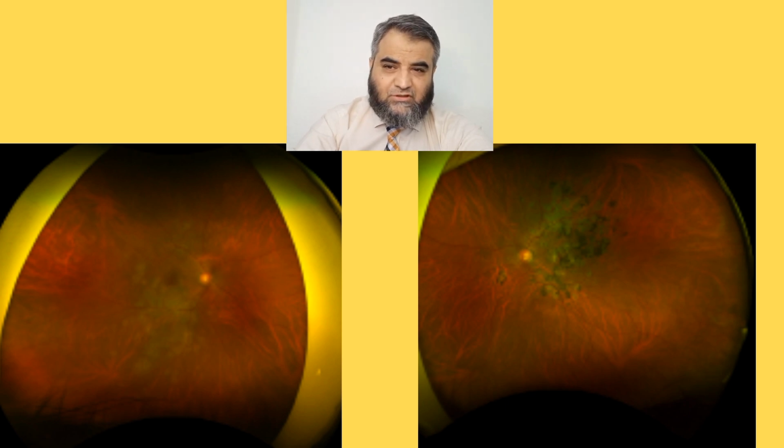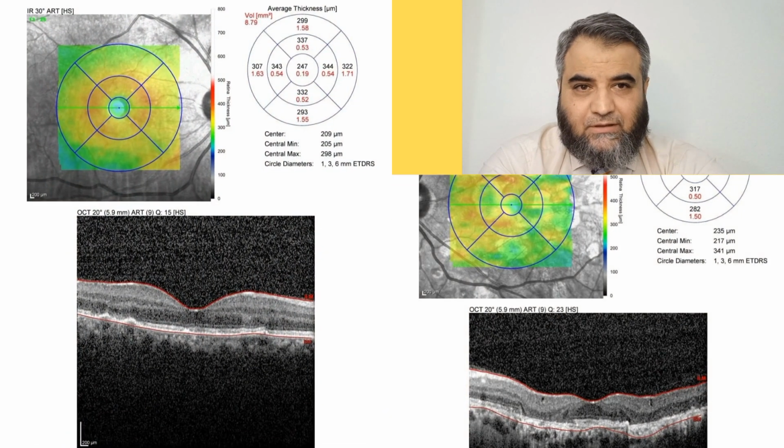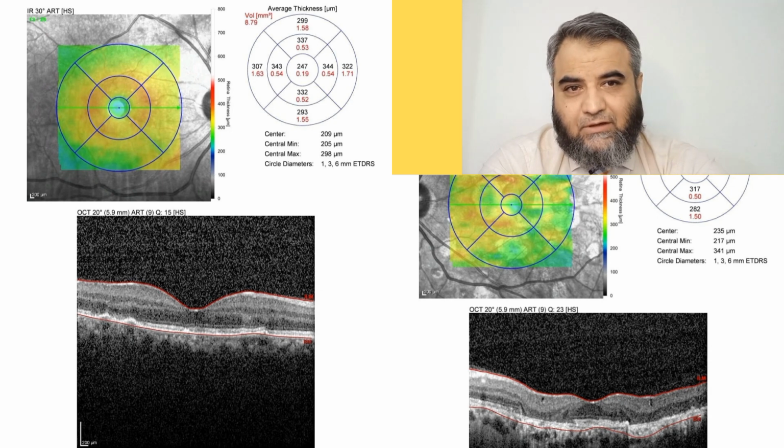Otherwise, if you see the periphery, that is spared to a great extent. This is the OCT macula of the patient's right and left eye. If you please concentrate on the right eye, at the vitreoretinal interface there is some hyperreflectivity.